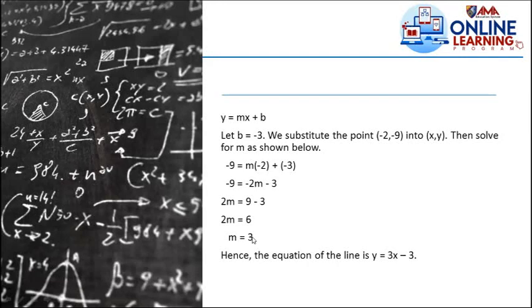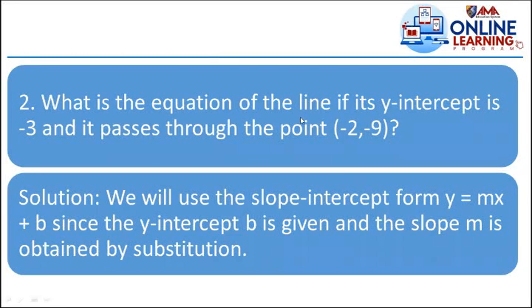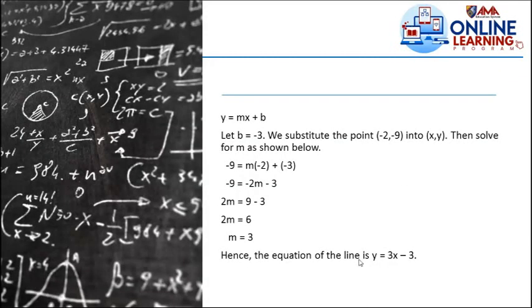Okay? And then, given na yung y-intercept natin is equal to negative 3. If we're going to follow this formula, we have y equals m, which is equal to 3, multiplied by x plus b, but by this time, your b is equal to negative 3. So therefore, what is the equation of the line if its y-intercept is negative 3 and it passes through the point negative 2 and 9? It is y equals 3x minus 3.